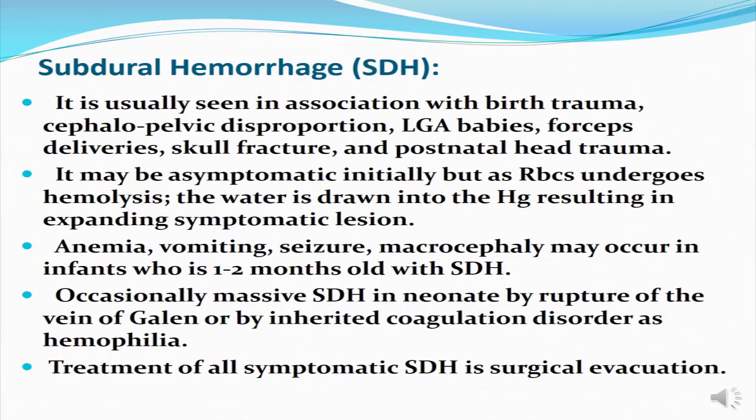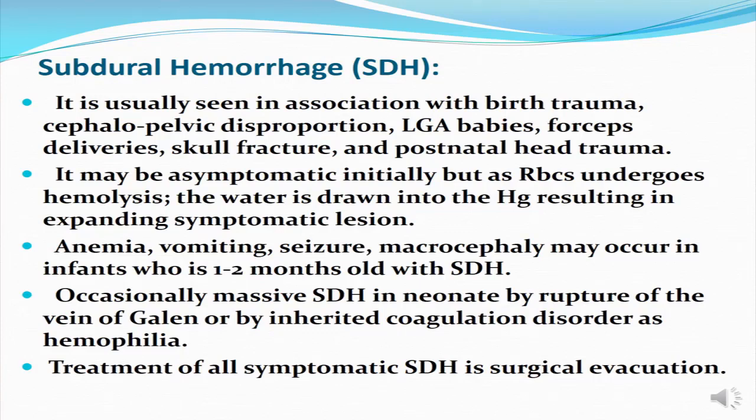There might also be postnatal head injury, which is not seen by the mother or the parents. It may be asymptomatic initially, but as the RBCs undergo hemolysis, water is drawn into the hemorrhage, resulting in further expansion and a symptomatic mass. They present with anemia, vomiting, seizure, enlarging head, and occur in infants who are 1 to 2 months old, and they are later discovered to have subdural hemorrhage.